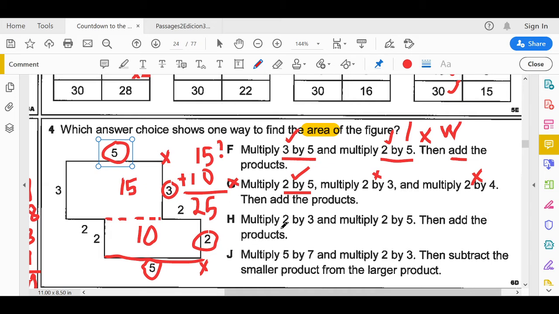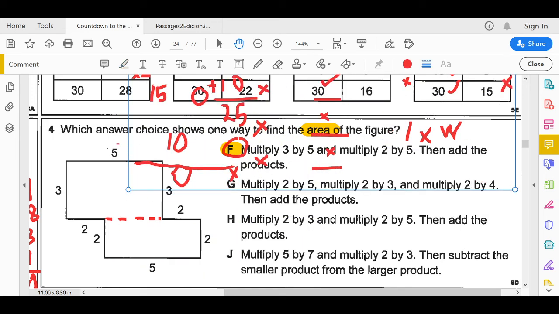Letter H, multiply 2 by 3, no, that's not a good step. We didn't multiply 2 by 3 at all. Cross it out. Letter J, multiply 5 by 7. So not again. That was not the numbers we needed. I'm going to cross it out. The right answer is, of course, letter F. That was the first choice that we got. Let's move on now to number 5. We're about to finish this paper there. Okay, oh yeah, sorry, I just moved my procedure here.